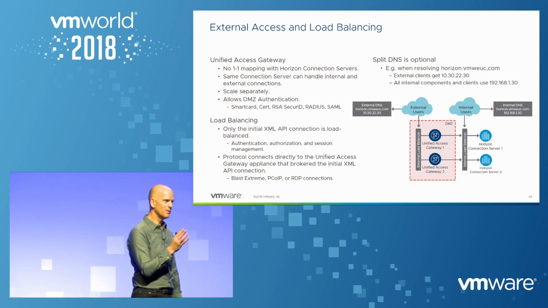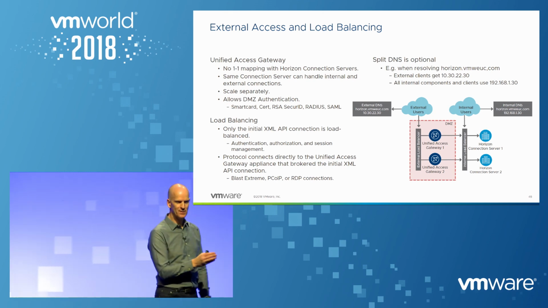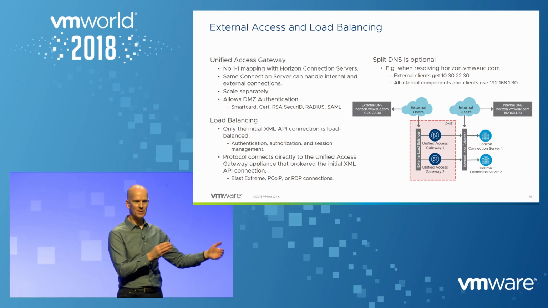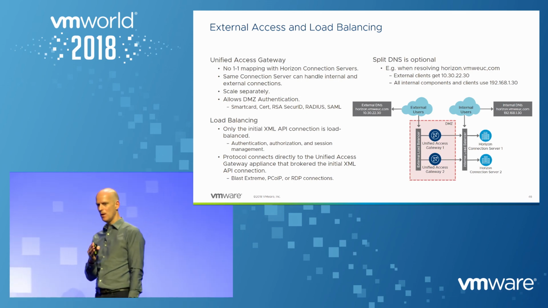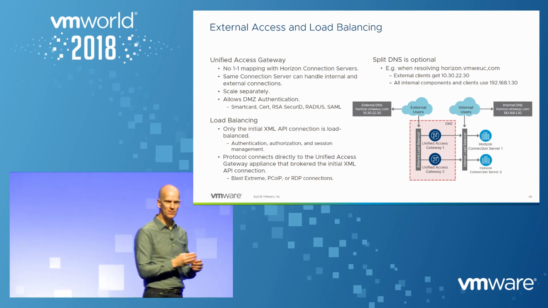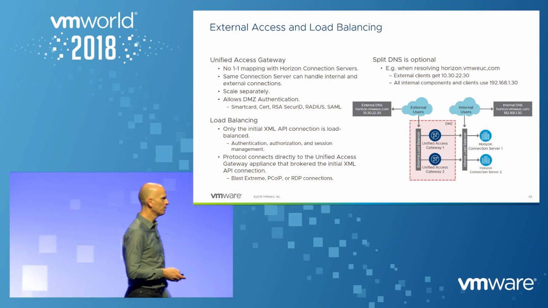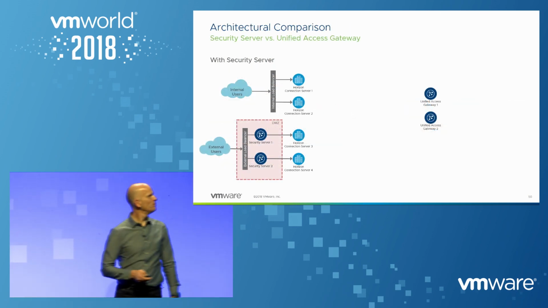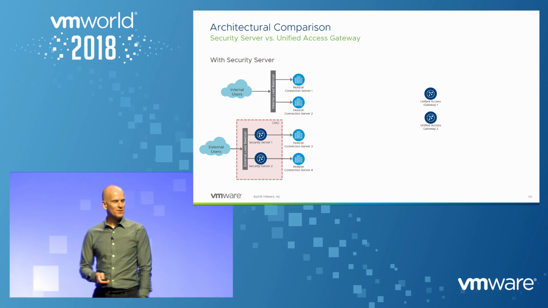With UAG, we can actually say, no, we want the Unified Access Gateway to perform the authentication, or we want to talk to our third-party Radius server or whatever else. And then, once it's passed those authentication steps, then we'll forward it into the connection server. So a lot more secure. So architecturally, that didn't build very well. Architecturally, it looks like this.